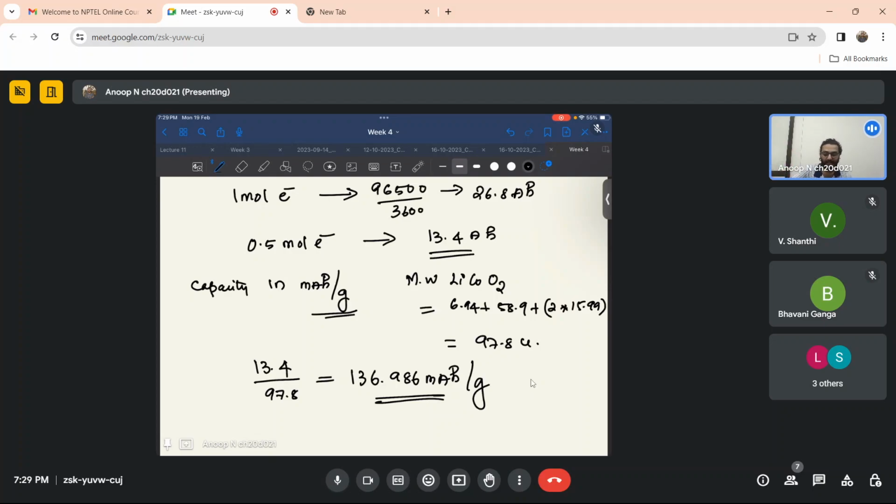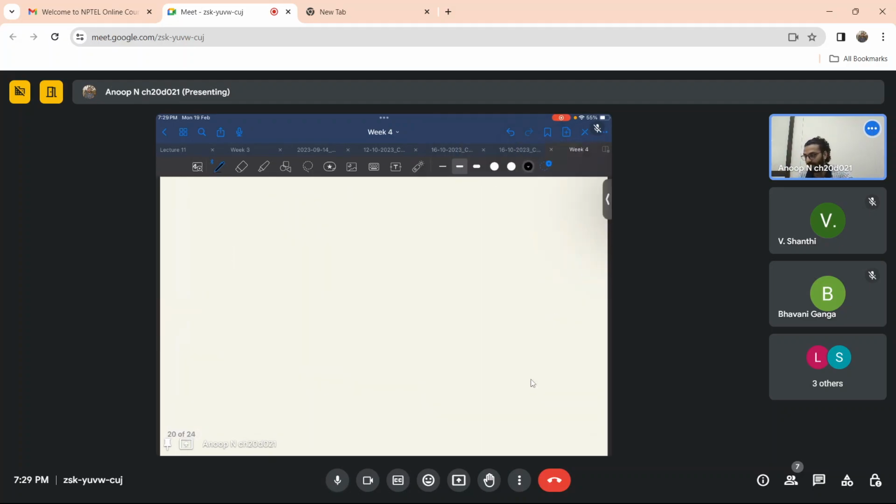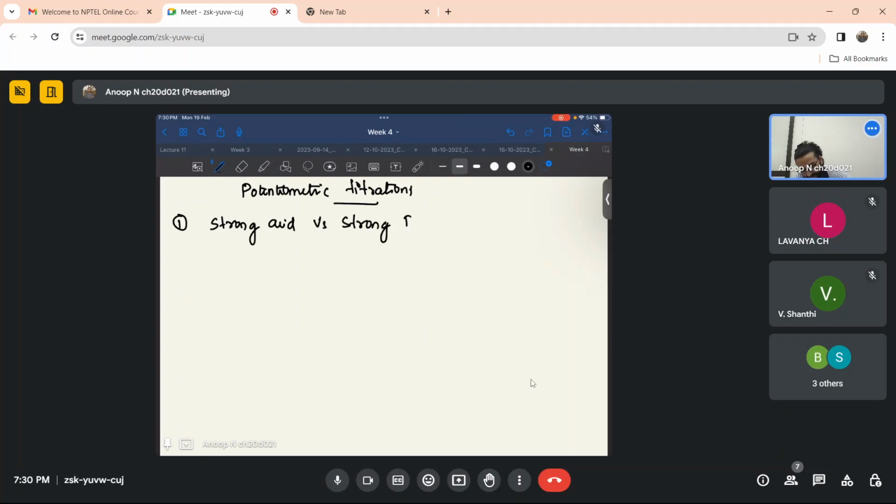Okay, we'll see a little theory and we'll just wind up today's class. So what was the discussion last week? It was potentiometric titrations. What was the first type of potentiometric titration? Acid-base titration. In that, the first one was strong acid versus strong base.